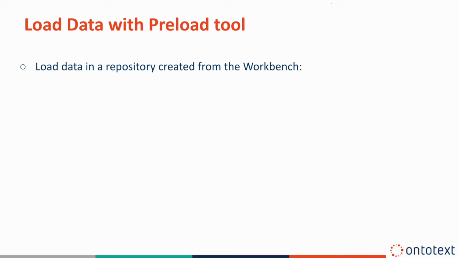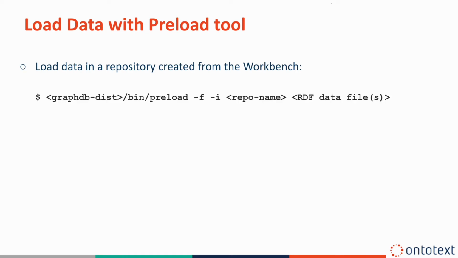To load data in a repository created from the workbench, simply run the following command in the command line: preload, then the name of the repository, then the serial or parallel mode, and the name of the RDF data file.